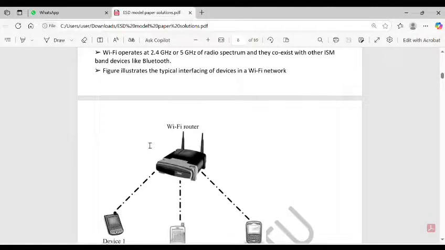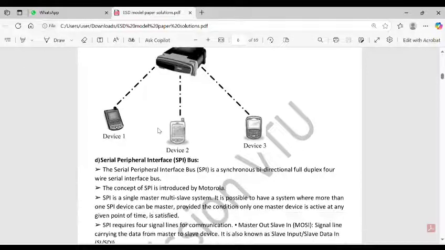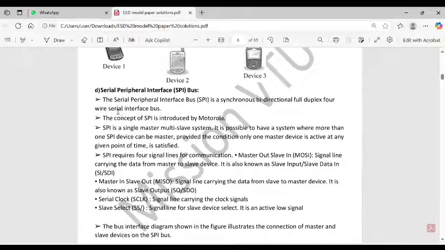So you can refer this Wi-Fi router, Wi-Fi device 1, device 2, device 3. These all are connected to the Wi-Fi router. We can access the internet through the Wi-Fi router.